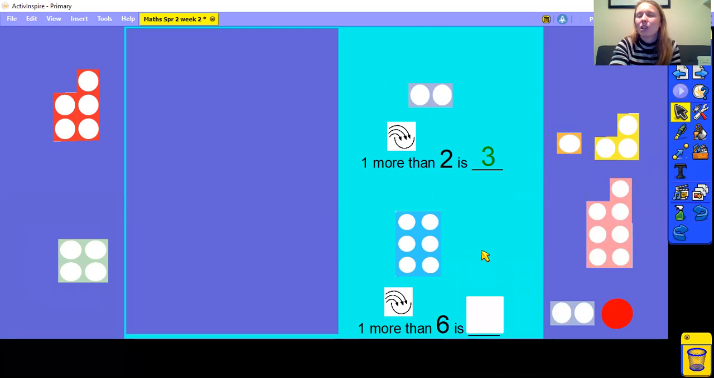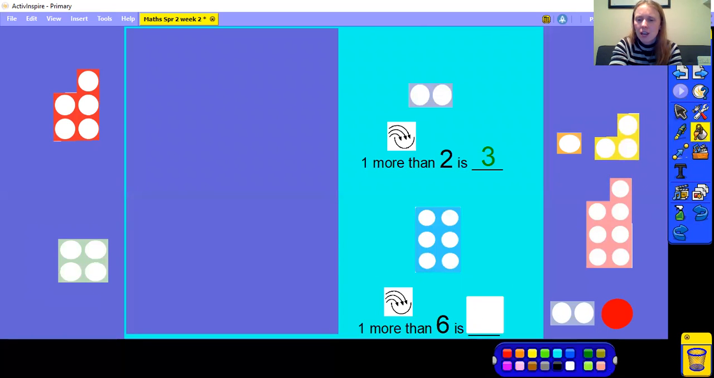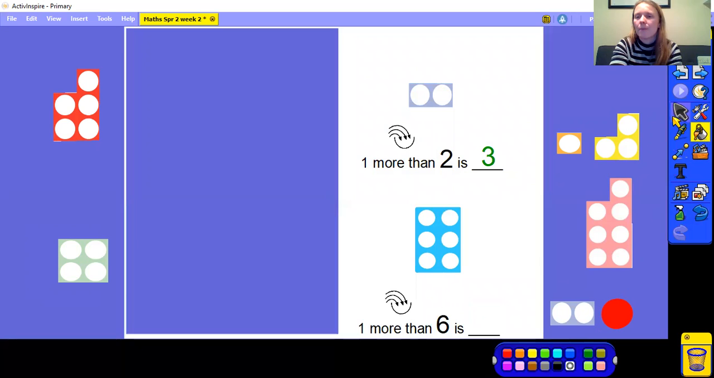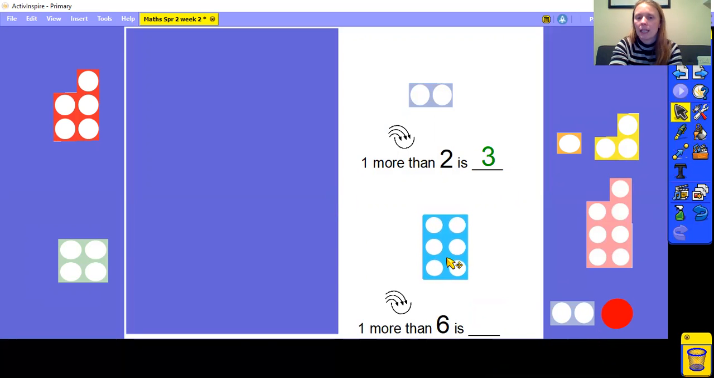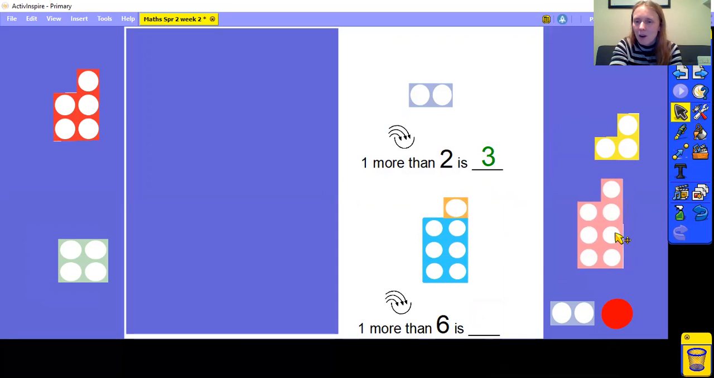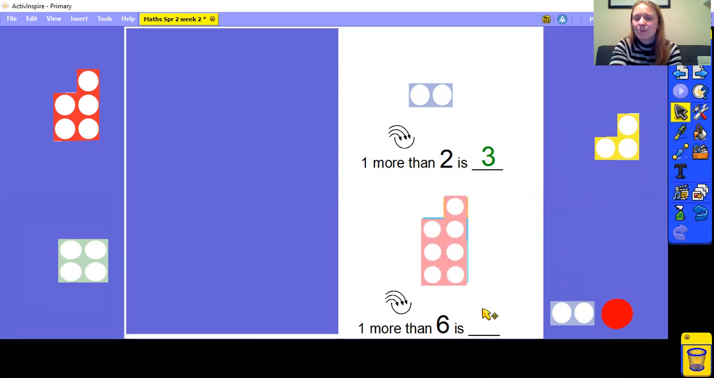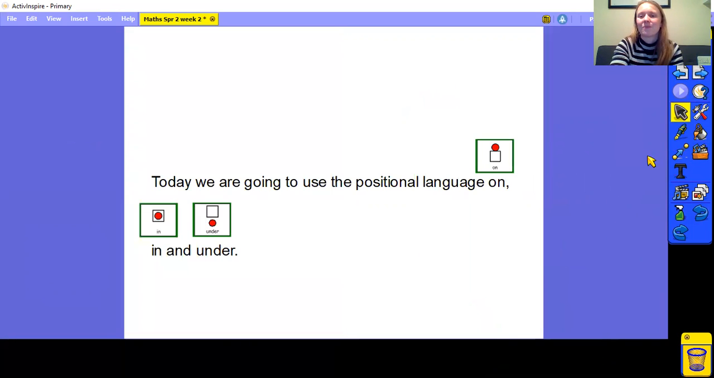Okay, let's have a look at the last one. It says 1 more than 6 is... So here I have 6. Let me just change the colours so that you can see it. There we are. We can see it a little bit more clearly now. So first I have 6. Then I add 1 more. And now I have 7. That tells me that 1 more than 6 is 7. Well done if you got that right.